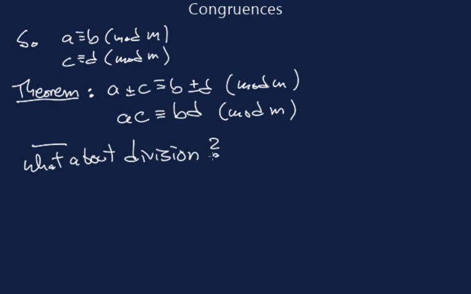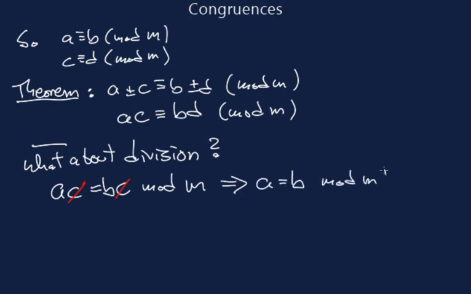Now, what about division? Suppose A times C is equivalent to B times C modulo M. Can you do cancellation? Can you divide those C's and conclude that A must equal B mod M?